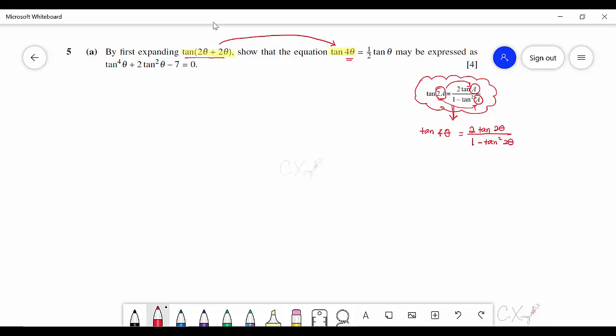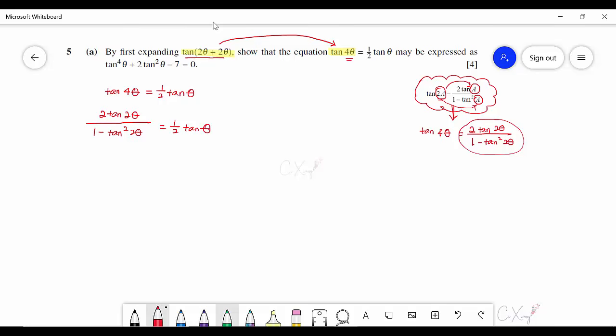So for me, I will apply the double angle formula straight away. To me, which is easier. All right. Okay, so once you know how to apply this already, then we can continue. Okay, so first of all, we are having tangent 4 theta equals to half tangent theta. And since I already know that tangent 4 theta can be expressed like this, so I will just put it as 2 tangent 2 theta divided by 1 minus tangent square 2 theta equals to half tangent theta.